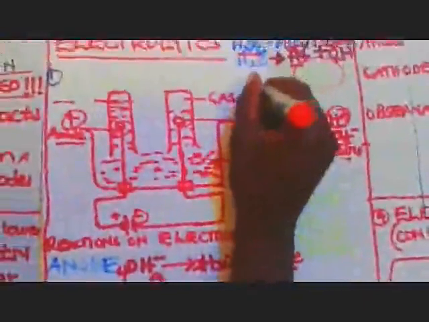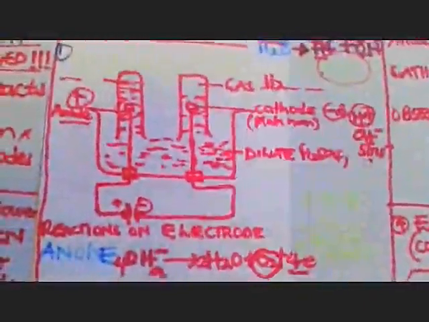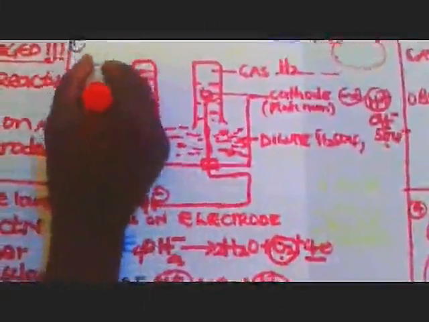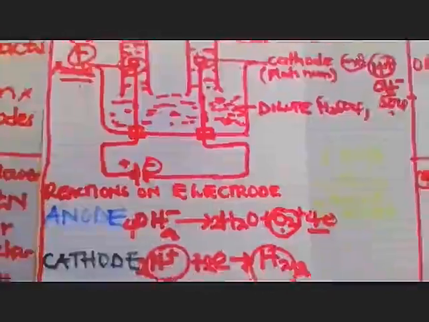Now, when we come back to our diagram where we are putting the gases, the gas at the cathode is hydrogen gas. Then at the anode, the gas we are talking about is oxygen gas. So we have two gases: oxygen at the anode and hydrogen at the cathode.